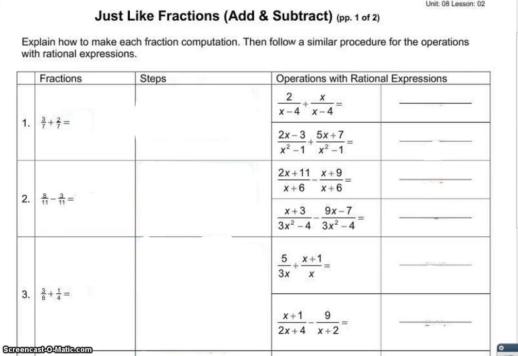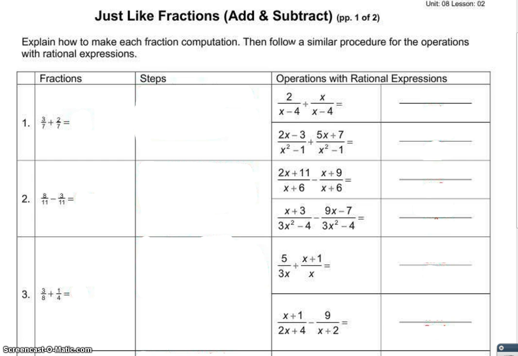Today we're going to be working with fractions, adding and subtracting. It says explain how to make each fraction computation, then follow a similar procedure for the operations with the rational expressions. So on the left hand side we're talking strictly about fractions, and then we're going to use the same steps that we use for our fractions on the right hand column to do the operations with the rational expressions.